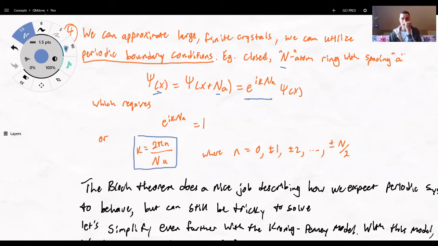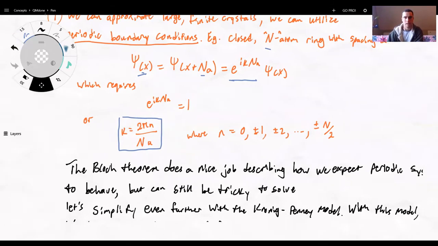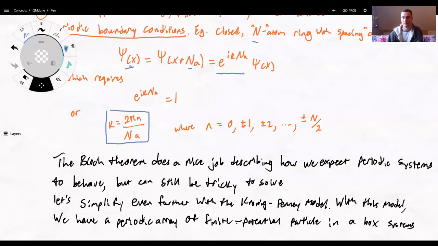So k is going to be equal to 2 pi times little n over big N times a. Remember, big N is the number of atoms in your system, where little n varies from 0 to plus or minus big N over 2. So that's sort of the Bloch theorem. And so what we get out of that is that, once again, our k values are restricted. They're just restricted in a different way.